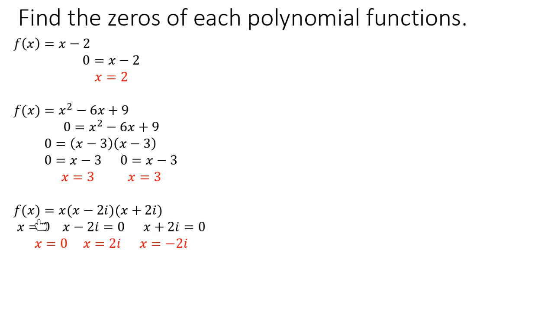And then the last one here, we can set each one equal to 0. So 1 zero is 0, then we have x minus 2i equal to 0. So we have x equals 2i and x equals negative 2i. What can you tell me about the degree of this polynomial? Just by looking at this, if these were all the zeros that we had, we can see that the degree of this polynomial would be 3.